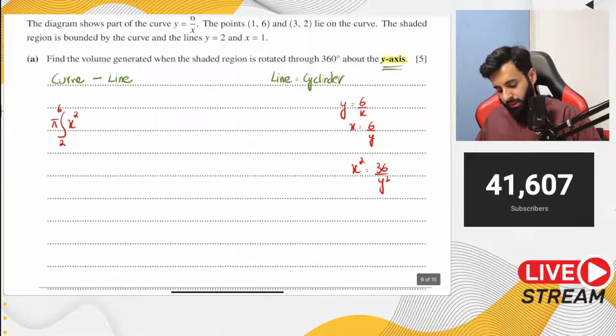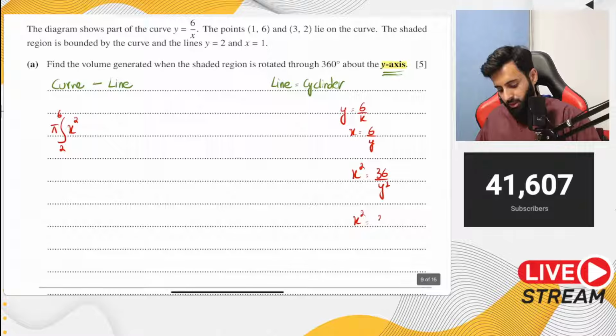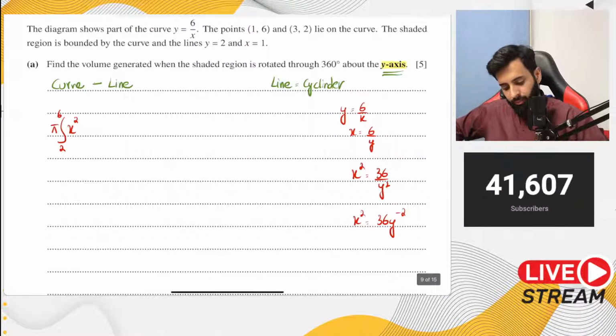And if you write it in a way so that it's easy for you to integrate, that's going to be 36 y to the power minus 2. Making it integration ready. Alright, so now here's what we're looking at. We're looking at 36 y to the power minus 2 multiplied by pi within the limits 2 and 6.